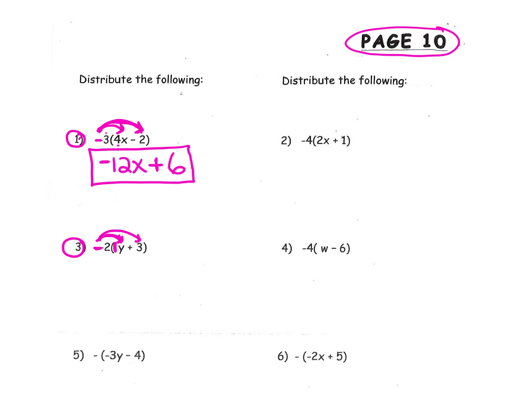-2 times 1 gives us a negative term, 2y. And then -2 times +3 makes that term negative, and 2 times 3 is 6. So we get -2y minus 6. Make sure you're sketching your arrows as we go through each of these problems. Now let's take a look at 5 and 7 together.